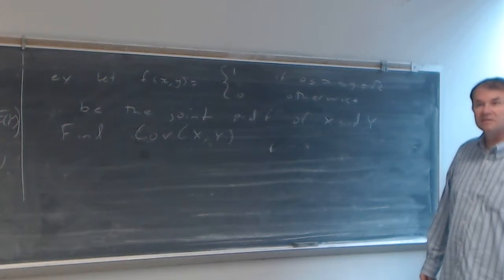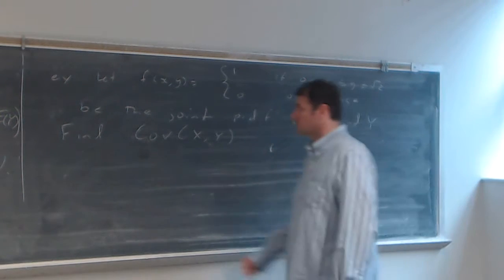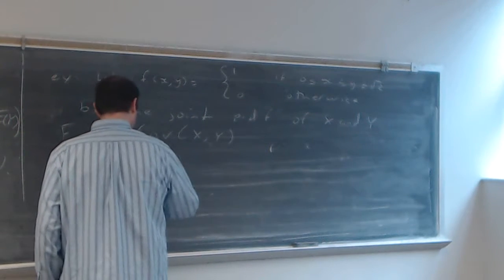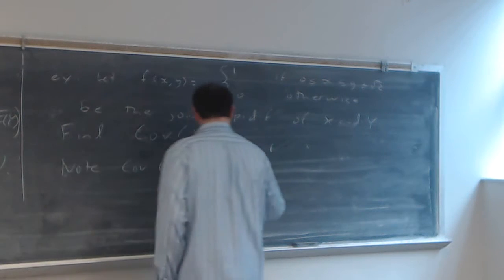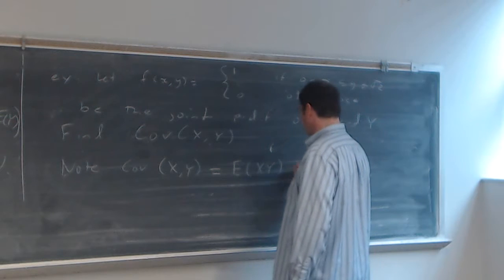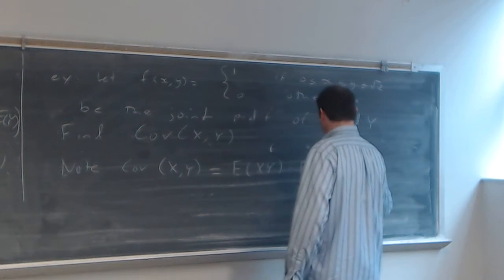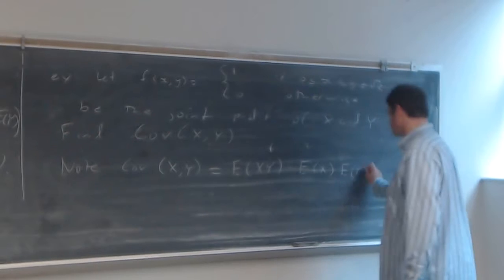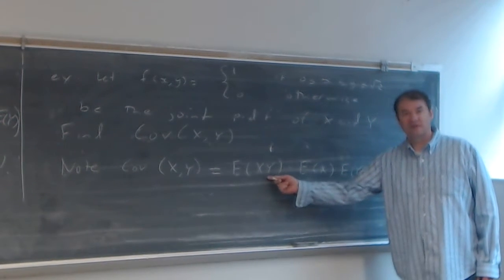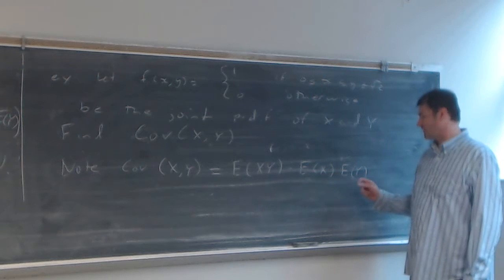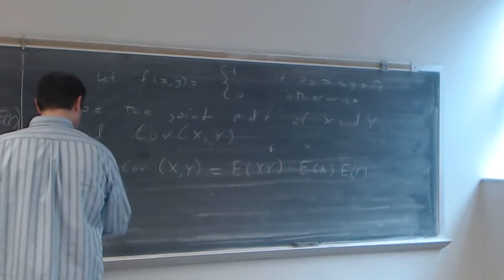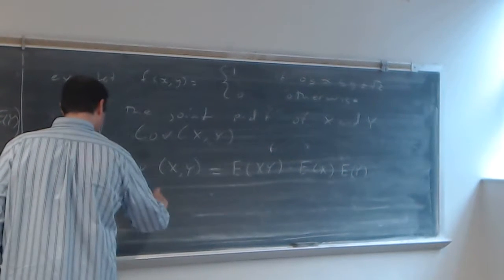So I'm thinking of this as having 3 parts. Note the covariance of x comma y is equal to, by what we've just proven, the expected value of x times y minus the expected value of x times the expected value of y. And so I said it's got 3 parts. We've got to find the expected value of x times y, the expected value of x, and the expected value of y.